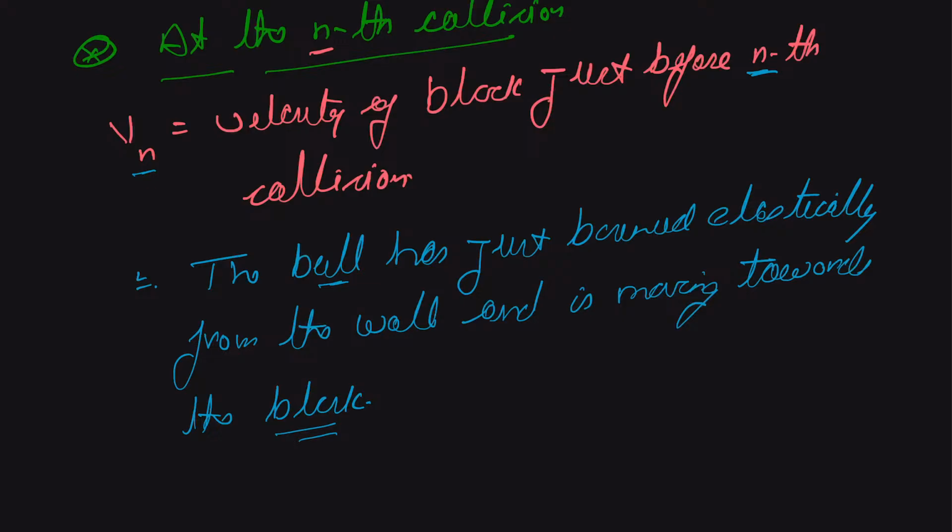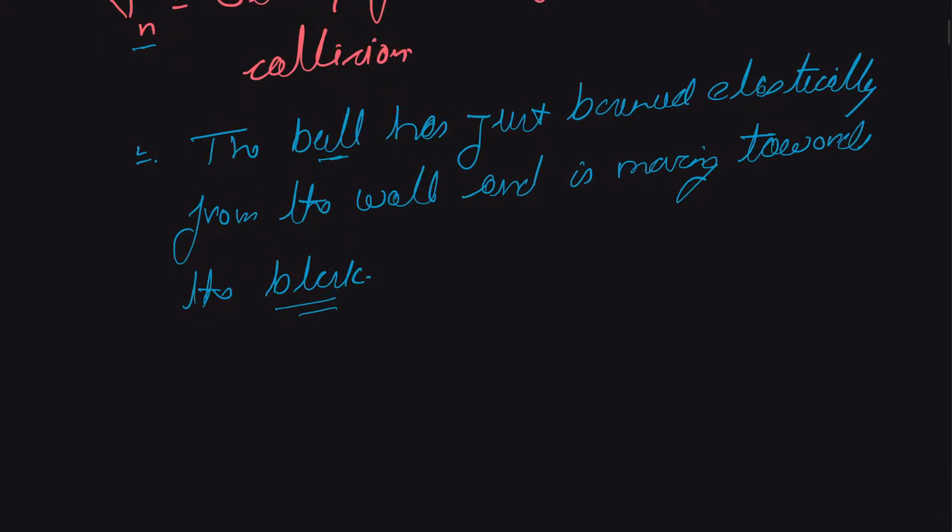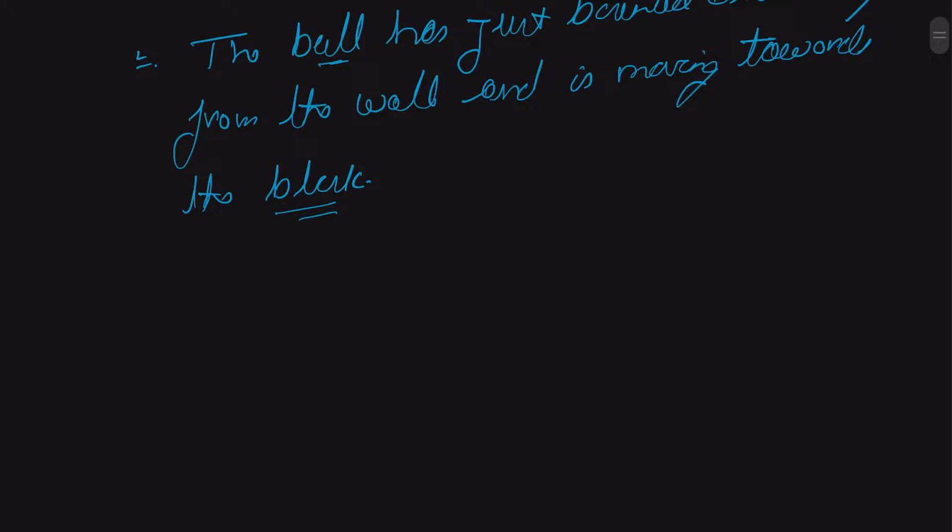And we are given that every collision is an elastic collision, and we know that the position of the wall is fixed. Okay, so it means the ball speed is not going to change when it strikes the wall. Only the direction will be reversed. Okay, this will be the effect of the wall on the ball.